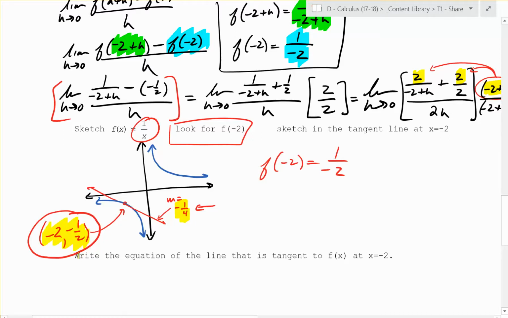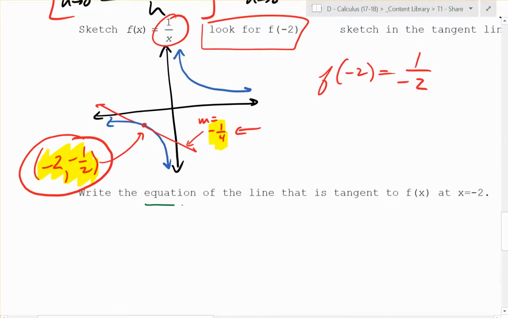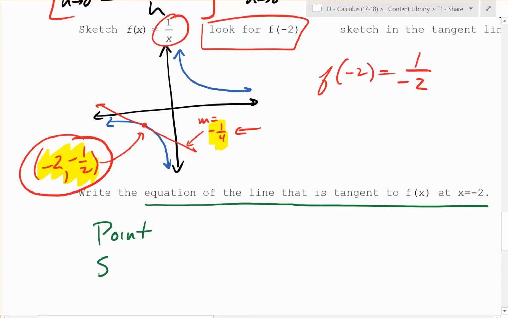So what's the equation of the tangent line? This last question right here: the equation of the tangent line at x equals negative 2. To write the equation of a line, you need two things, a point and a slope. Well, we have both of them. The point is negative 2 comma negative 1/2, and the slope is negative 1/4.